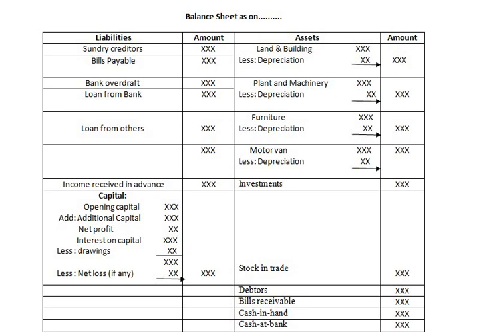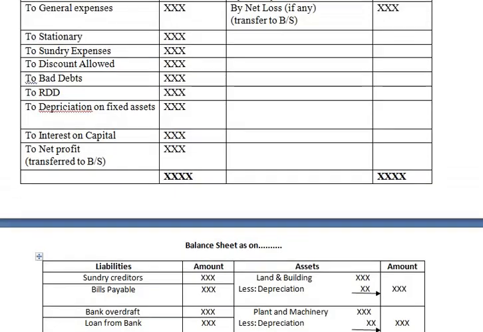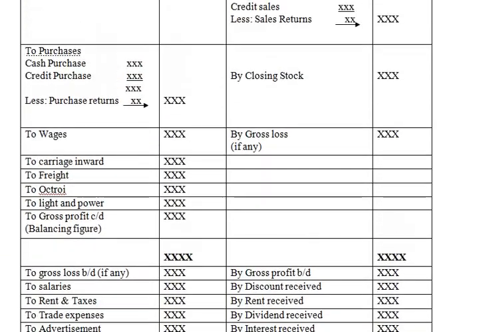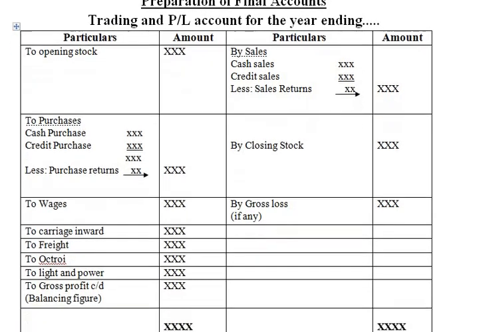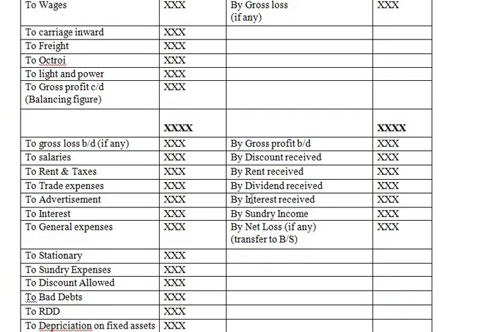We were dealing with financial accounting. In the previous class, we have studied the pro forma of profit and loss account and trading account. I'll just show you the pro forma wherein we have studied trading and profit and loss account. This is how we prepare a trading account, and then I had clubbed it with the profit and loss account. So this is the profit and loss account.